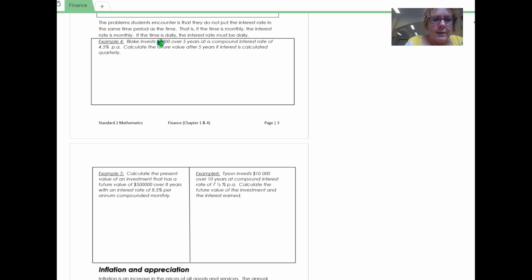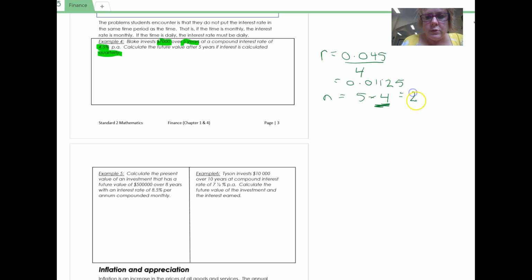Blake invests 7,000. I'm going to use the new terminology, that's present value, for 5 years, compounded at 4.5% quarterly. So that means that R is 0.045 per year. I have to divide it by 4 to get quarterly. That's a bit yucky. And if it's 5 years, I need to times the 5 by 4 to get the number of quarters, which is 20.